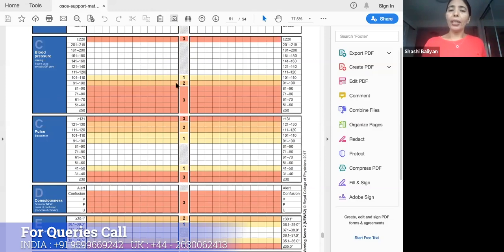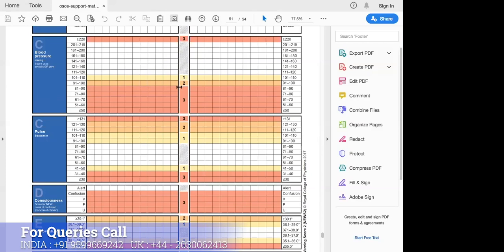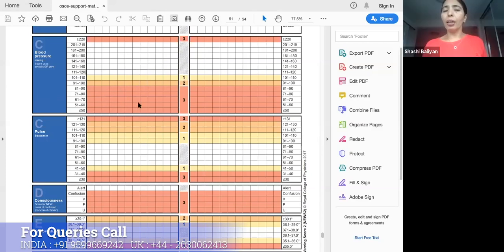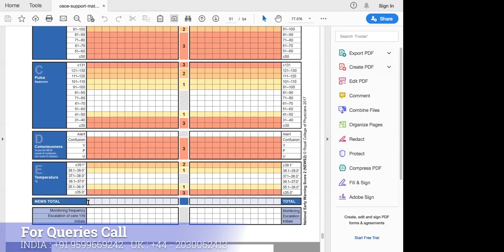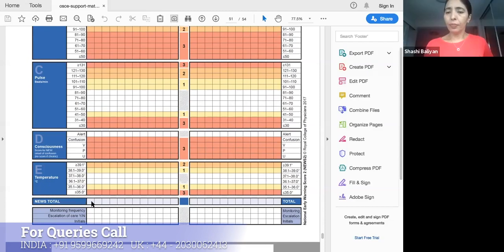So anything which is in yellow gets a score of 1. Anything which is in this peach color gets a score of 2. And anything which is coming in this red color gets a score of 3. So when you are marking it like that, you are going to calculate the score according to the color band where your reading is. And you are going to write a total score over here. Got it? Yes, you write a total score over here.